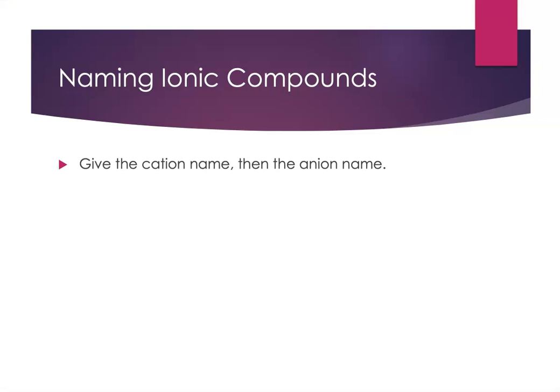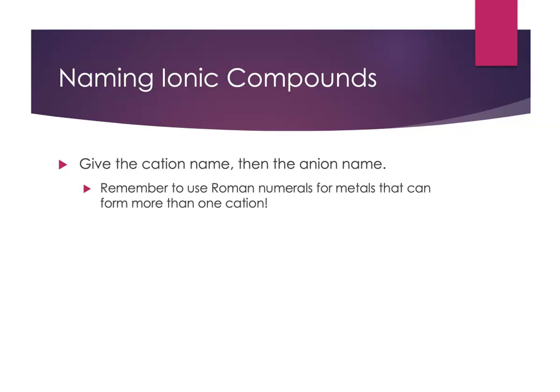All right, so what about naming compounds? First, we give the cation name, then we give the anion name. That really hasn't changed at all from what we've done earlier in this unit. We do need to remember that if the metal can form more than one cation, I need to give a Roman numeral for the charge of that metal in the name. And if it's expected to be there, it needs to be there, and it needs to be the right number.